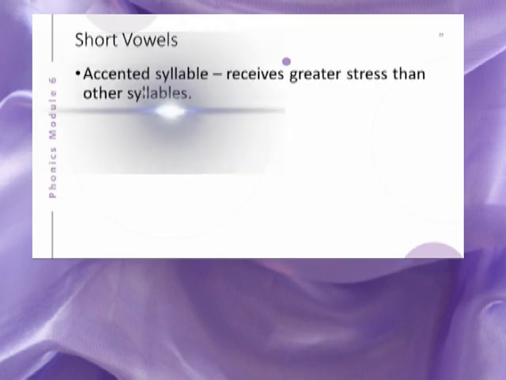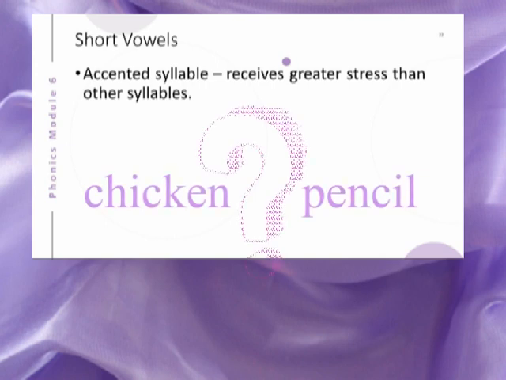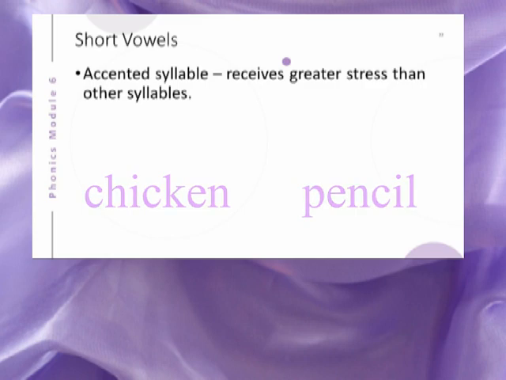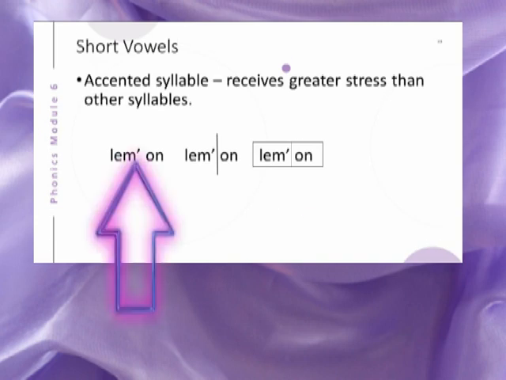The accented syllable in a multisyllabic word receives greater stress than other syllables. Say these two words aloud. Which syllable receives the greater emphasis? The first syllable in both words receives the greater stress. The vowel phoneme in an accented syllable is easier to hear. Your dictionary may use an apostrophe to indicate the accented syllable.